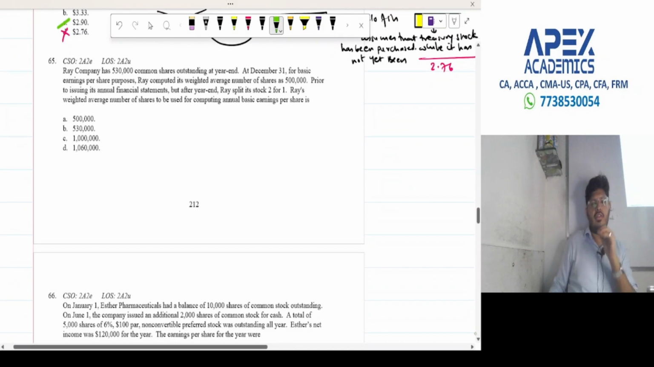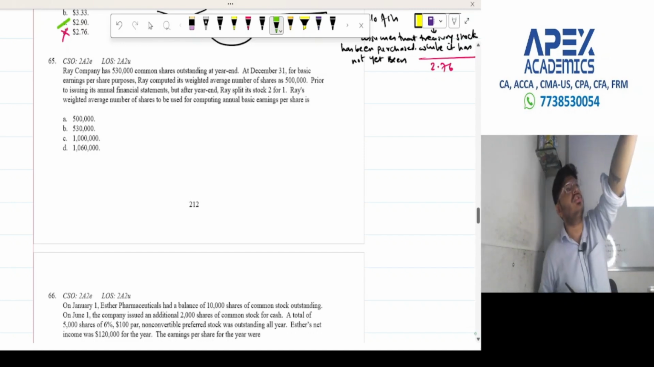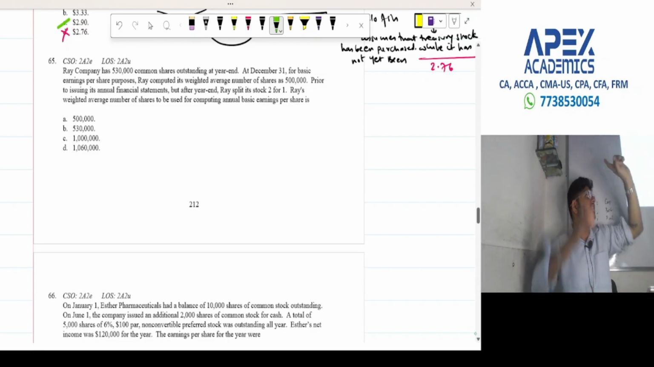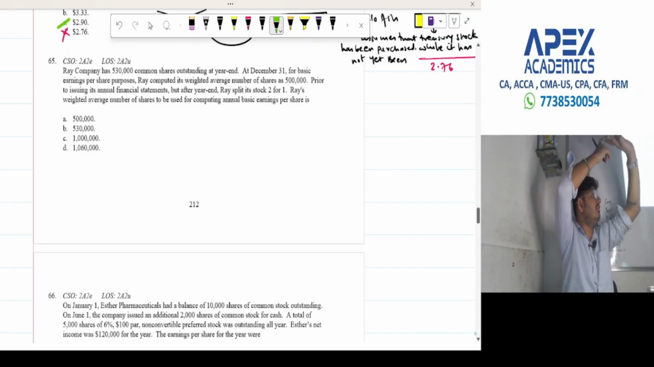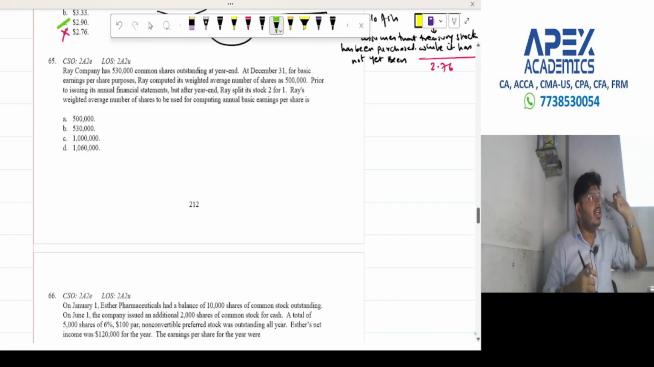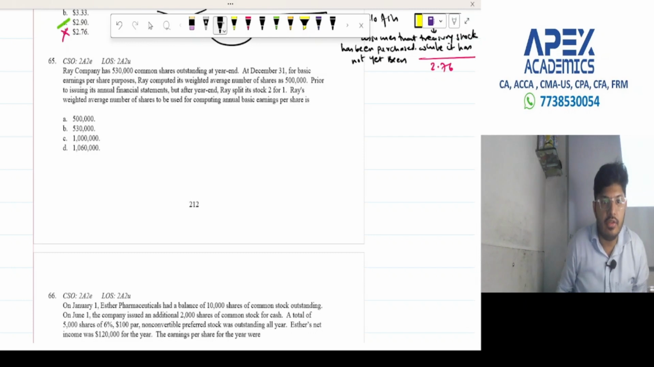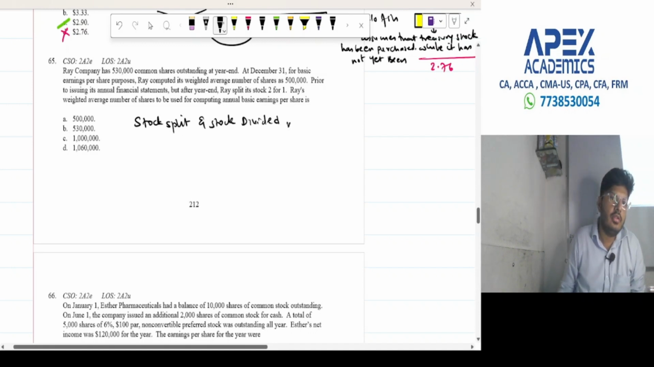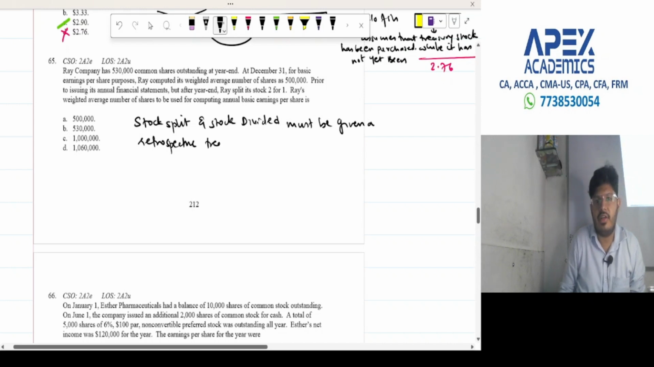Now let's come to question number 65. Again an interesting question, and you have already solved this question when you did the first question. In the first question I had written that stock split and stock dividend are treated how? Retrospectively. So first of all, write down this important point here, that stock split and stock dividend must be given a retrospective treatment. Do you understand this concept?